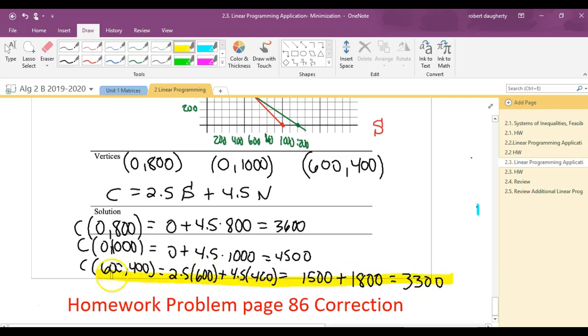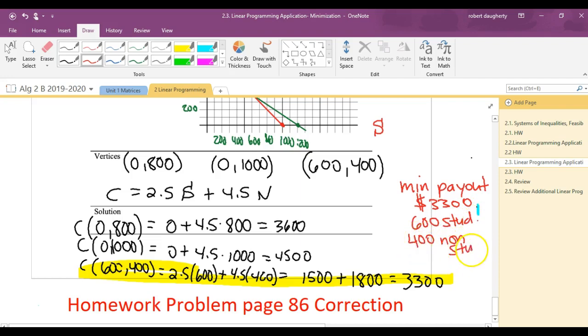So that's it, okay? So that tells me, what was the question then? What's the original question? What was the minimum payout? The minimum payout is 3,300. Did it ask for the ticket types? Yes. Come on. What did it ask? You know, how many of each ticket? Where do you get that from? So it's 600 students and 400 non-students. Okay, that's the answer.